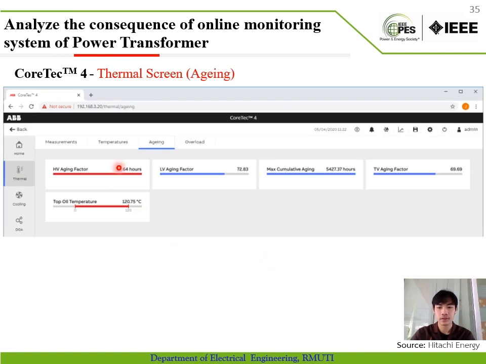The aging factor is affected by the hotspot temperature. It is usually used to investigate the aging process with the hotspot temperature. It means the loss of life of the high volt, low volt, and tertiary windings of the power transformer, and the aging factor value represents time in hours. Smaller numbers are better, and the top oil temperature is at the critical point, so the operator must immediately check the power transformer and solve this problem.